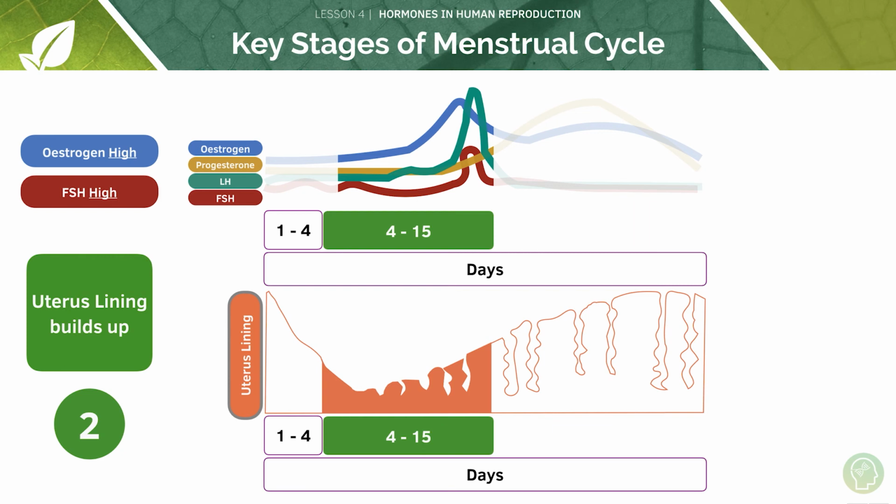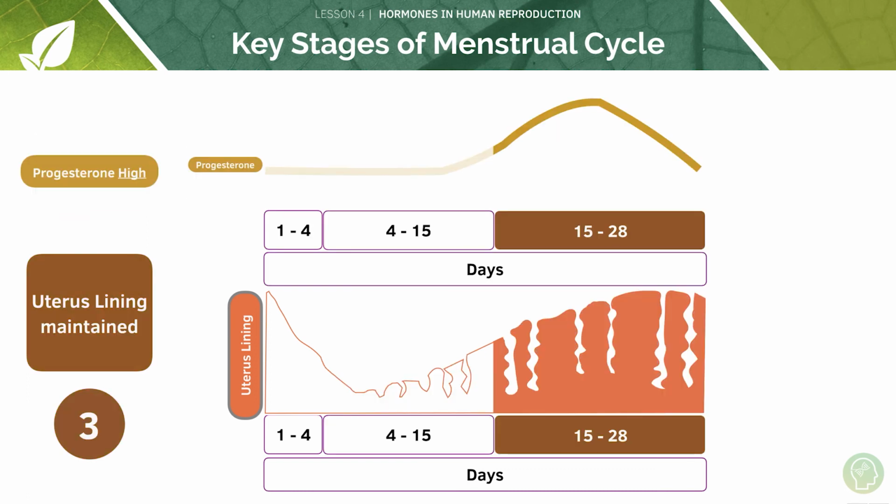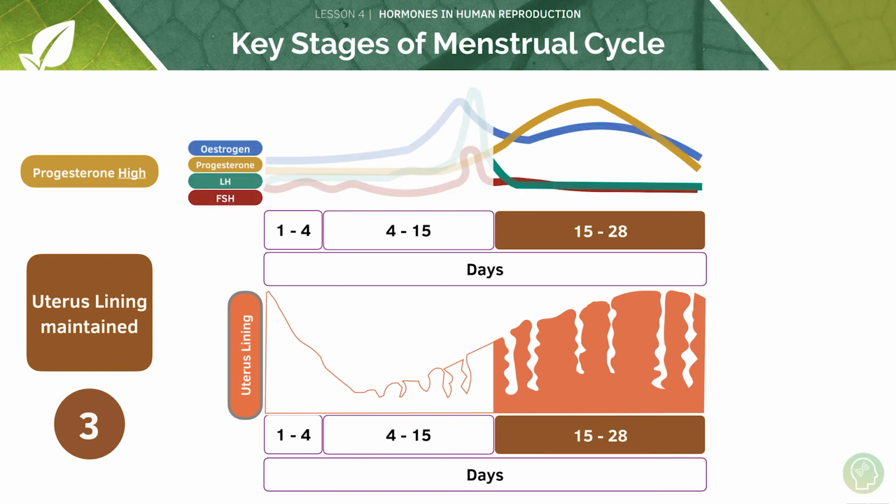And meanwhile, we have our LH and our progesterone, which are also rising. Because remember, our LH is going to stimulate the release of our egg from our ovaries. And our progesterone is slowly rising because in days 15 to 28, it needs to maintain our uterus lining. So this is the point at which progesterone is highest. Meanwhile, estrogen has fallen a little bit.